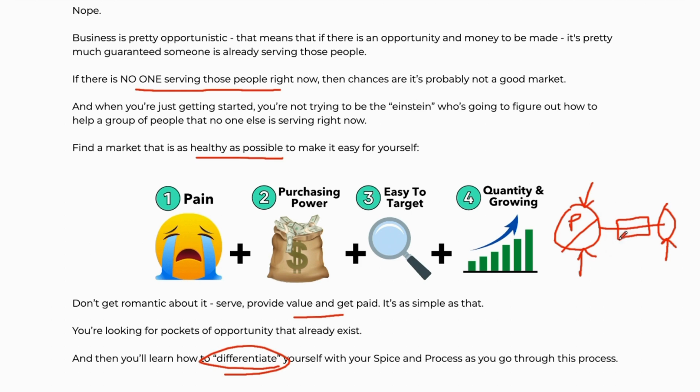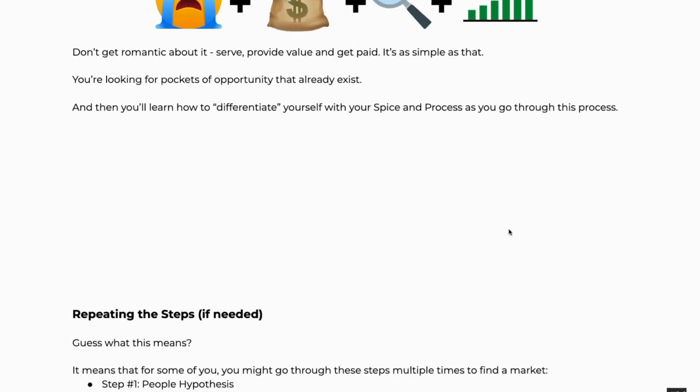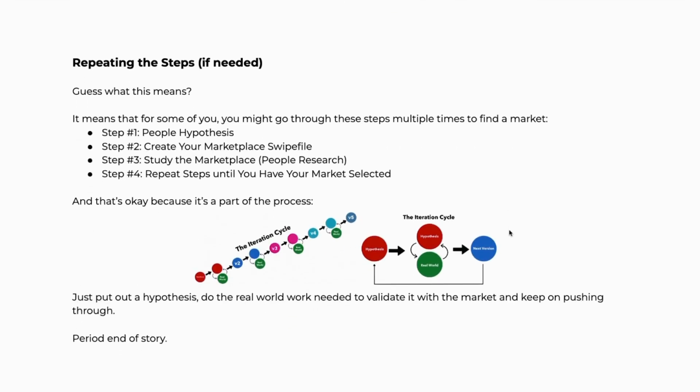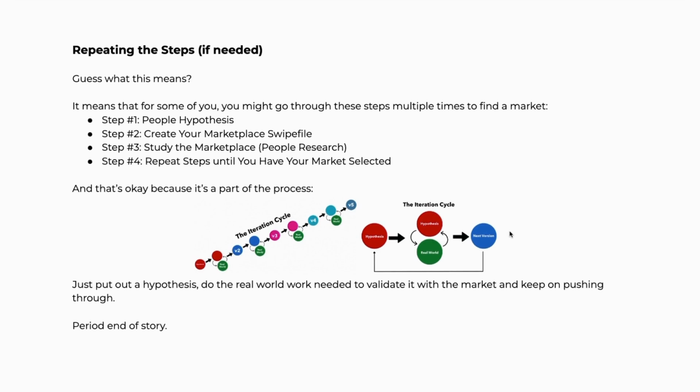This is why I said please focus with me step by step, and don't try to think ahead or get confused. Right now, you're just identifying your market and your people, because that way we can put together a community of those people. That's what you want to identify right now. Okay, so we've walked through that entire process. The biggest thing to understand is that you might end up having to repeat these steps if you find that you have a hypothesis, you created a marketplace swipe file, and then you studied the marketplace.